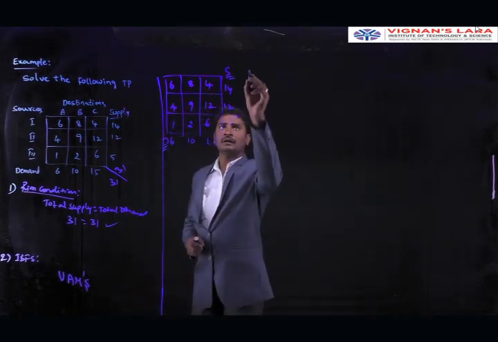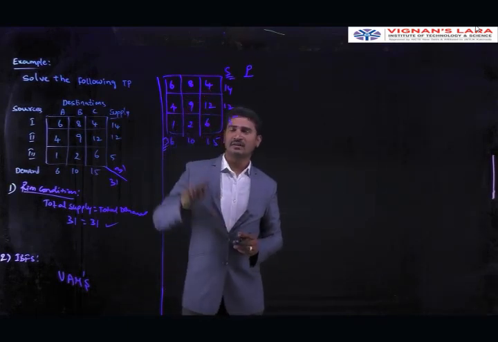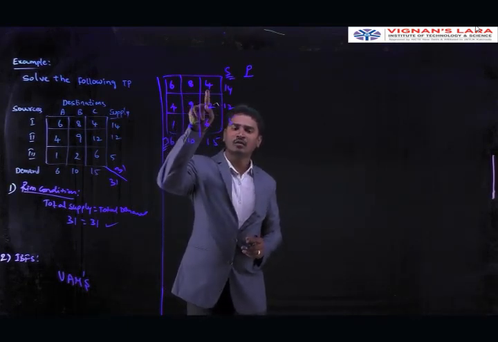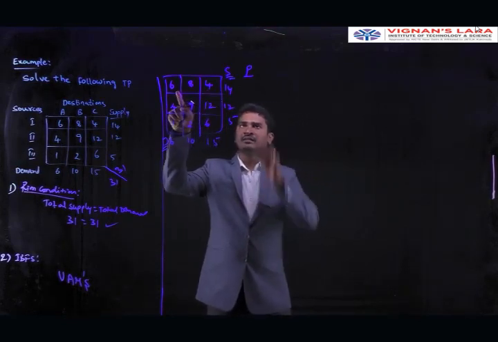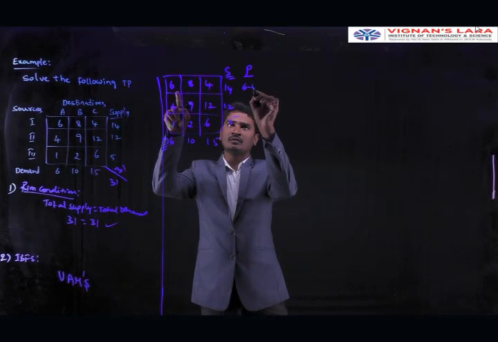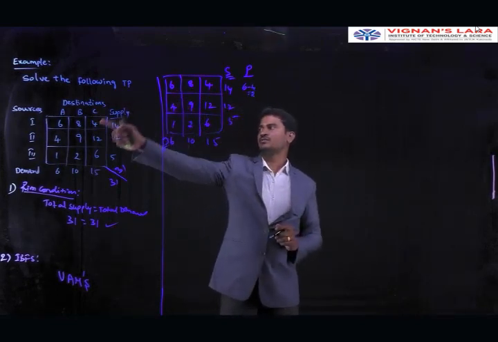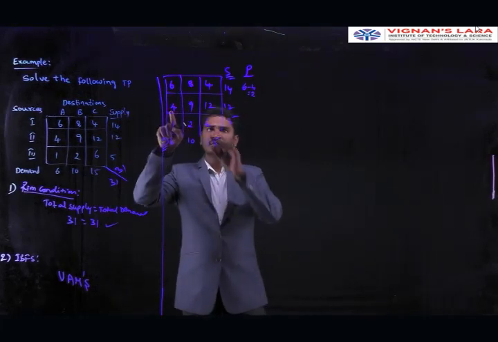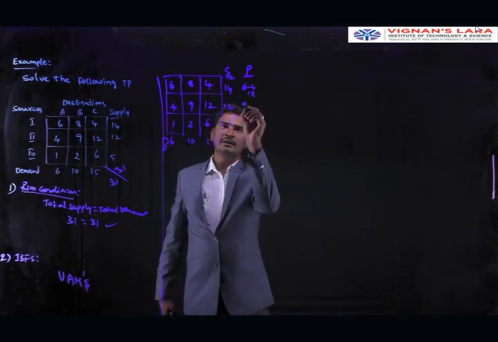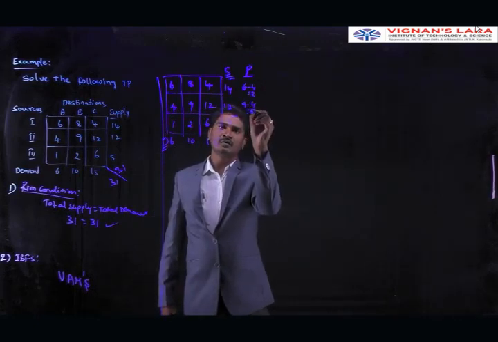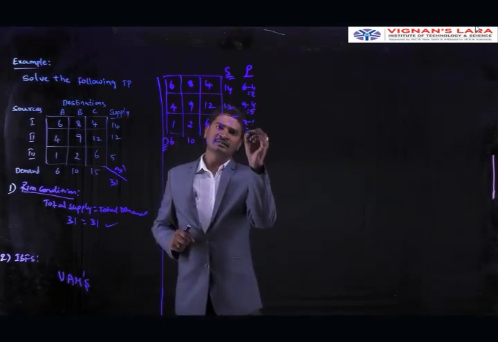Next, how do we calculate the penalty? Here we have to identify the least values. In this row 4 is the least, and the next least is 6. 6 minus 4 is equal to 2. This is the penalty for the first source. For the second source, the least is 4 and the next is 9. 9 minus 4 is equal to 5. For the third, 2 minus 1 is equal to 1.